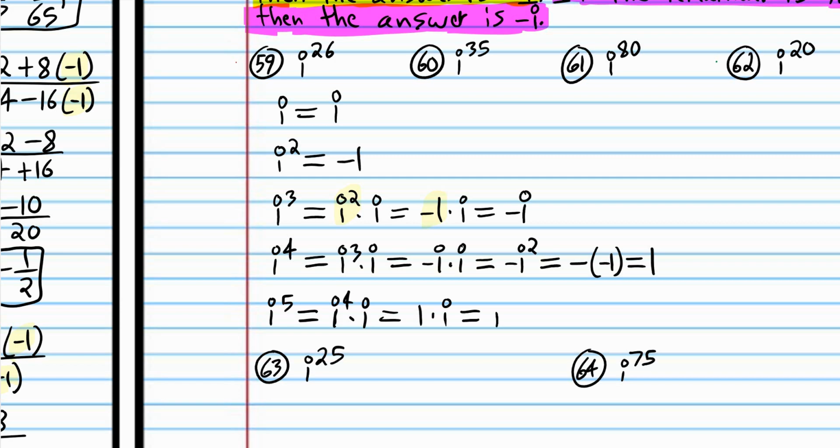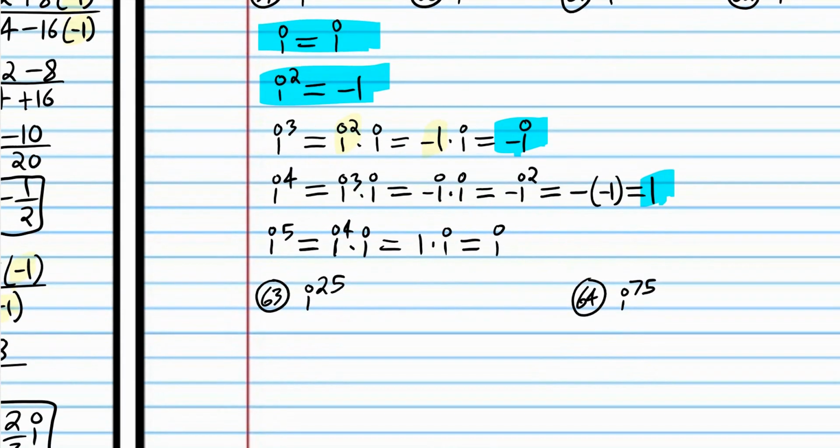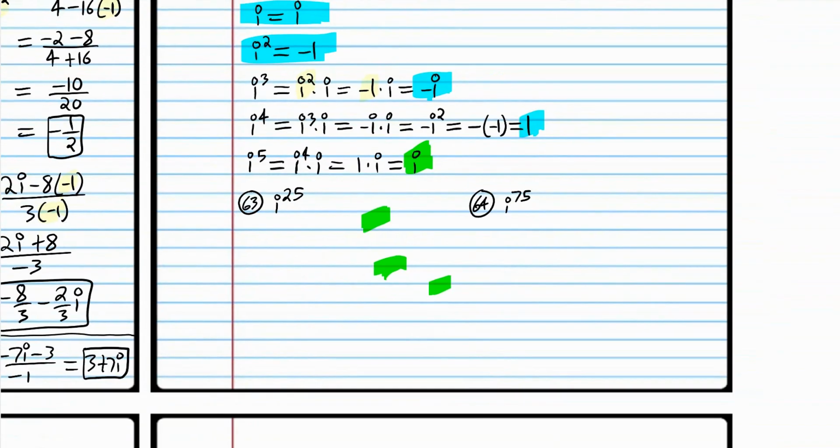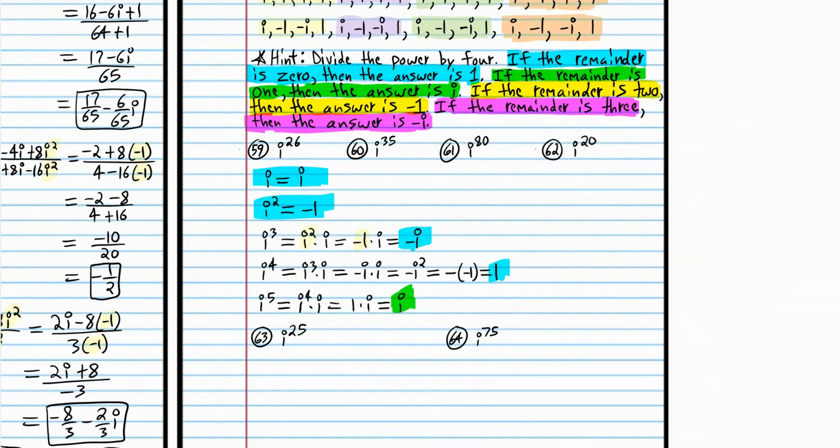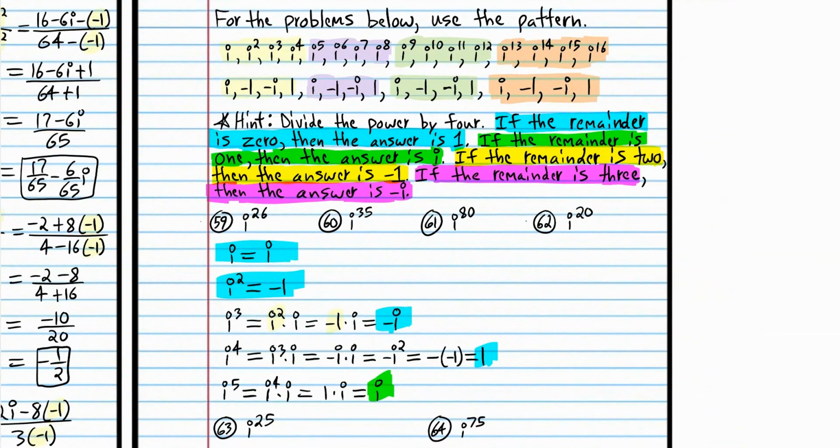So 1 times I is I. And notice that when you go to I to the fifth, you're just starting over again, right back where you started at I. So the pattern just starts over again. So again, you had I, negative 1, negative I, 1. Then you're going to have the same pattern: I, negative 1, negative I, 1, and the same pattern again and again. So that's why you have this pattern.